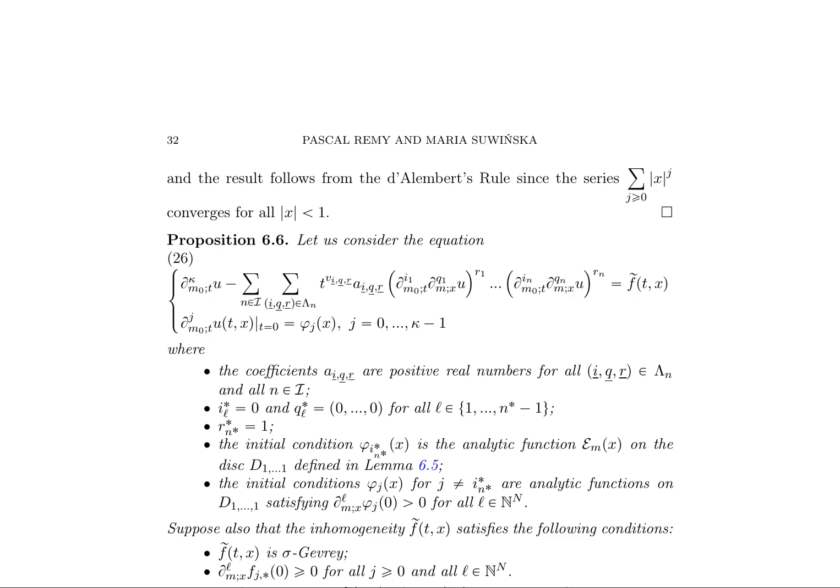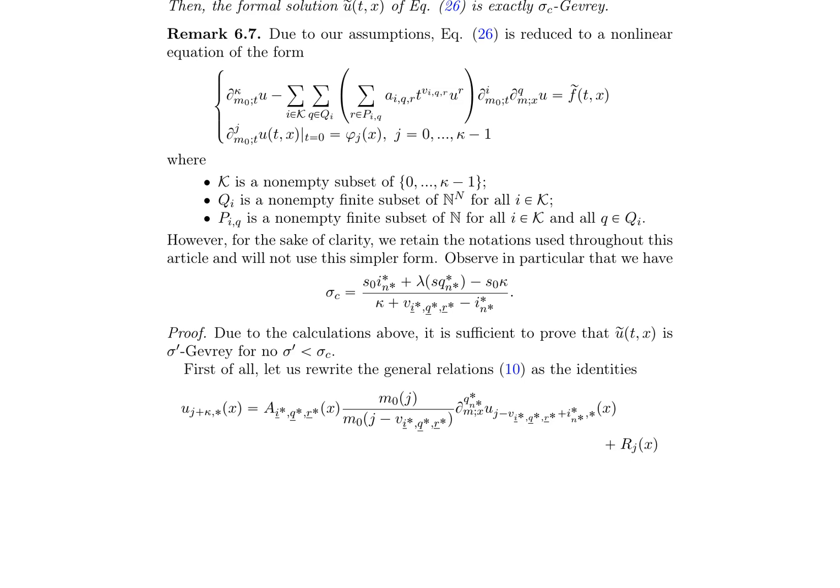Finally, the authors prove that the formal solution r u of t, x of the new equation, 26, is exactly sigma c Gevrey. To do so, they rewrite the general relations, 10, as identities involving the terms u j kappa, and r j of x. The proof then involves showing that r u of t, x is not sigma 1 Gevrey for any sigma 1 less than sigma c, using the properties of the Gevrey spaces and the definition of the function.